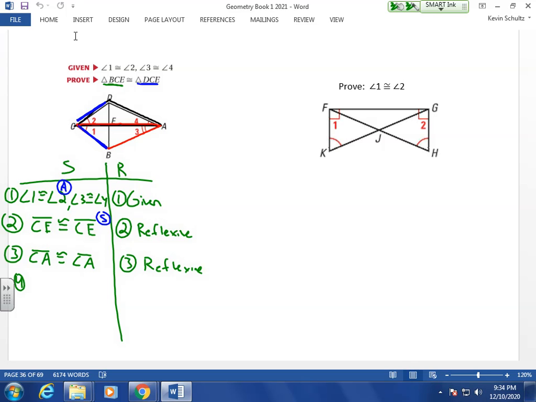My fourth step, I can go ahead and say that triangle CDA is congruent to triangle CBA because of what? If I just proved this side congruent because of the reflexive property, what's that going to be for that top and bottom triangle? Angle, side, angle. Right?